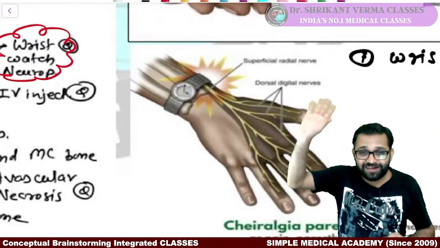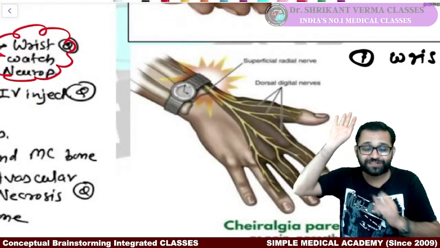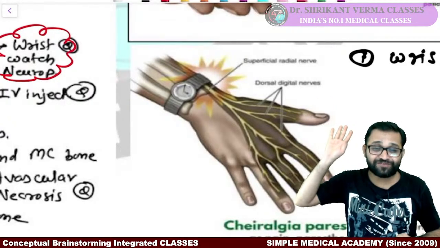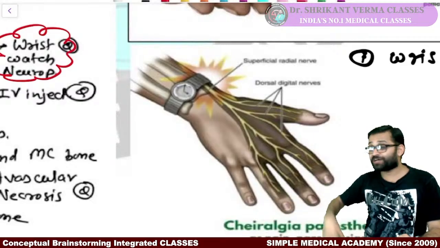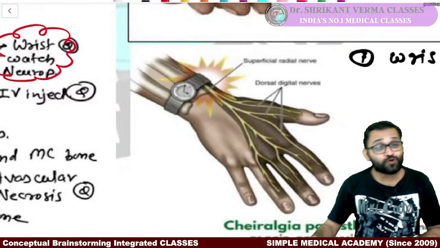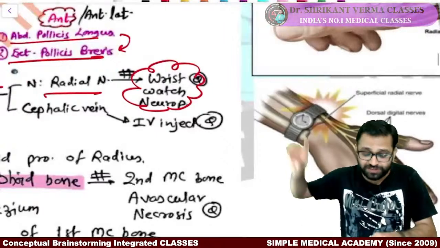Okay, Salman Khan is wearing the very loose wristband. Okay, why? Because he is aware, उसको पता है कि अगर उसने tight wristwatch पहना तो उसे chiralgia paresthesia हो जाएगा. So this is the clinical point.